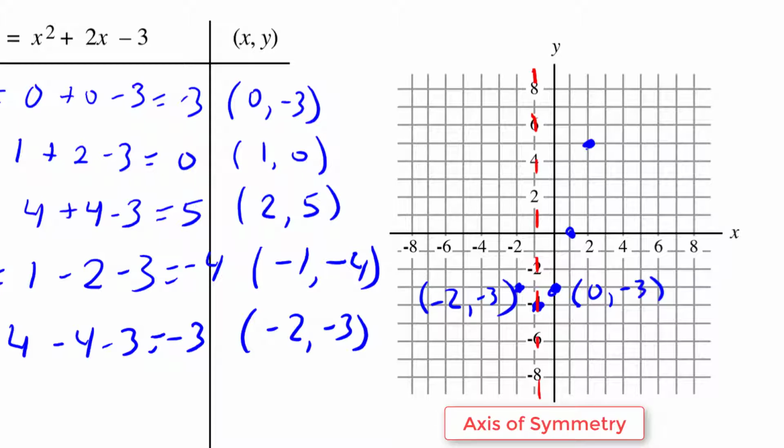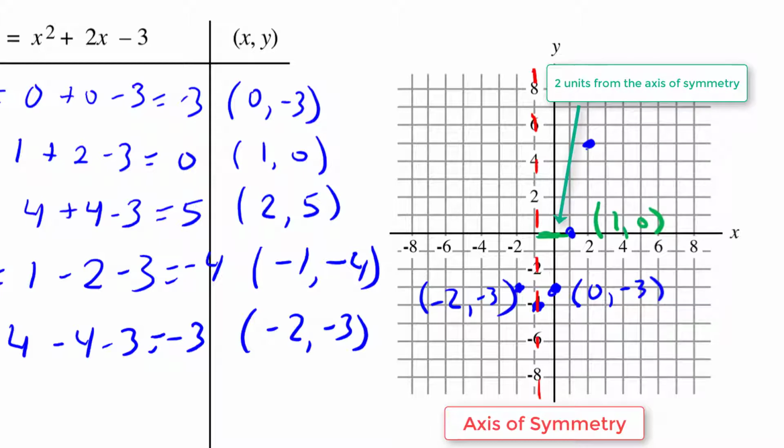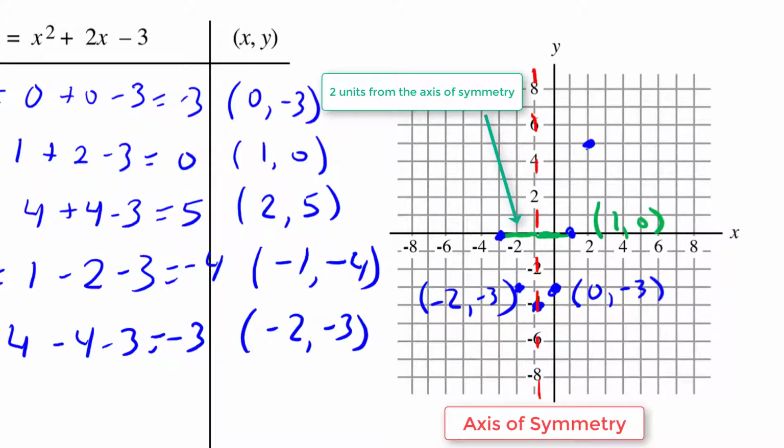Okay, and then the wonderful thing about the line of symmetry is that we don't need to actually continue choosing x values and finding the y. We can actually use the graph to help us identify other points. For example, this point here, which is at 1, 0, is a distance of 2 from this axis of symmetry. 2 on the right, well, we'll go 2 on the left, and we'll find another point. And of course, we're able to do that without having to actually choose an x value.